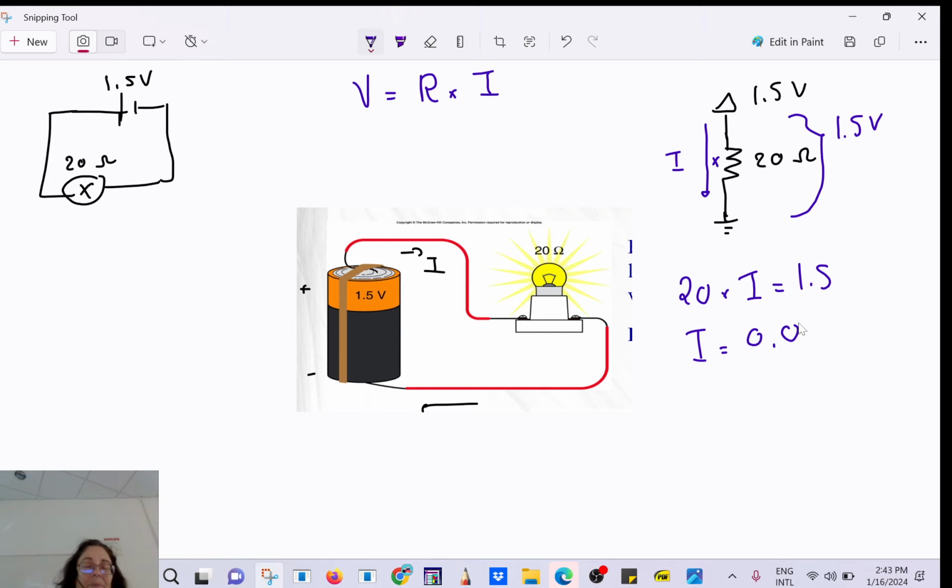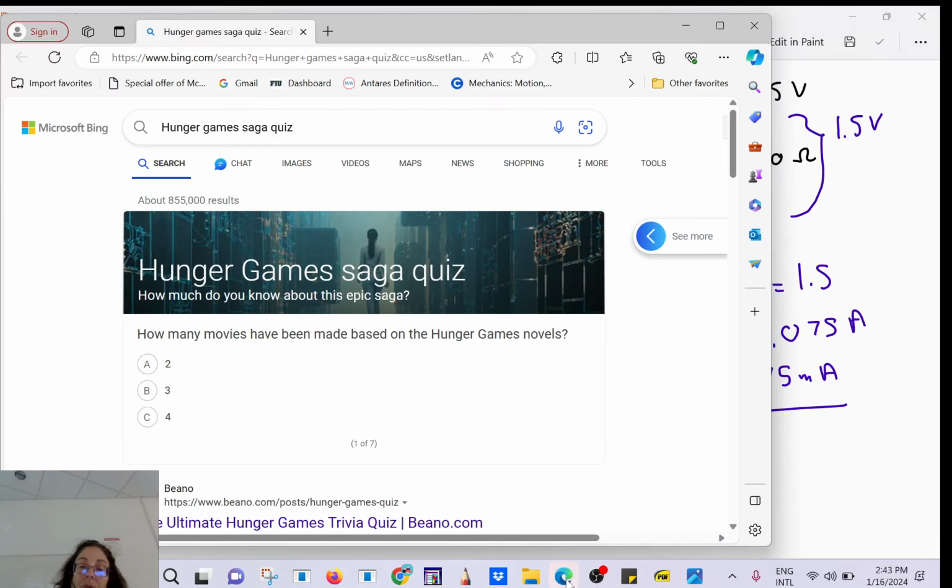0.0. How many zero? Is that right? Yes? Okay. In milliamps, you multiply by 1,000, so it's going to be 1, 2, 3. So it's going to be 75 milliamps. Is that clear?